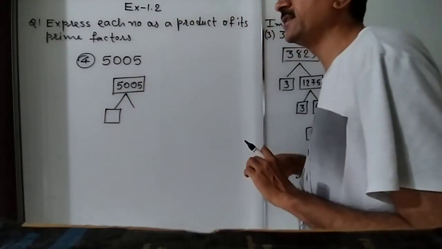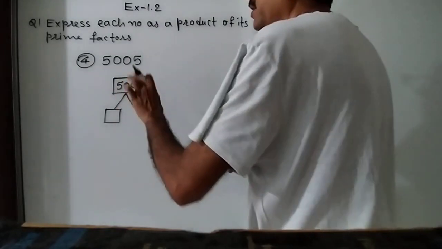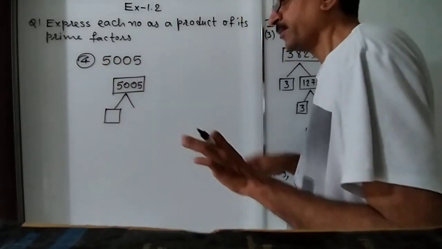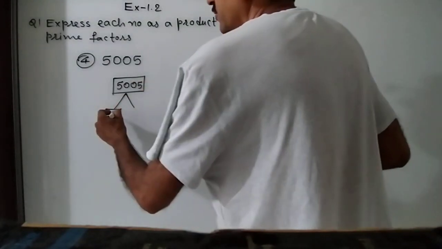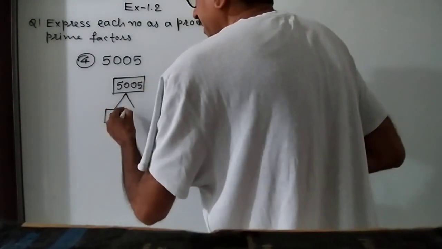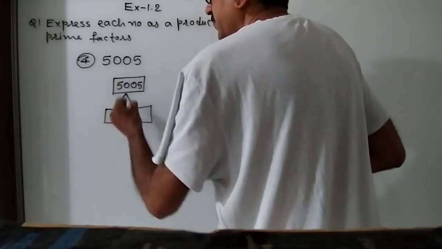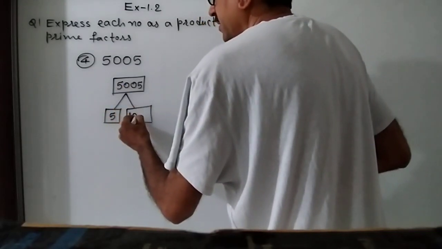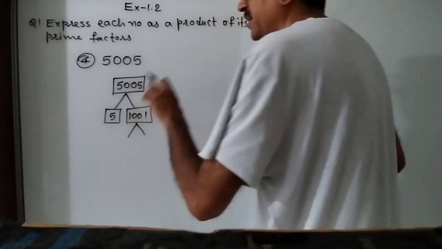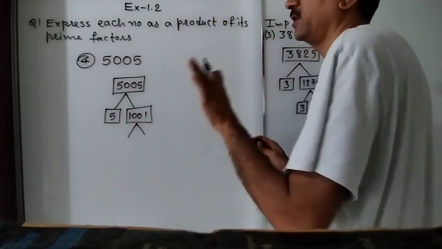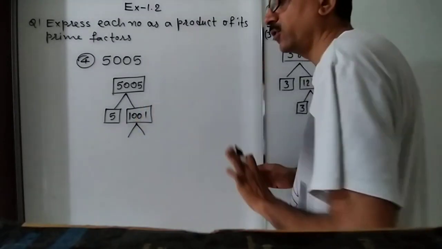The unit digit is not even, and the sum of the digits does not give a number divisible by 3. So here we find 5. Let's divide it by 5. As we divide it by 5, we get 001. Now if we divide it by 2, not possible. 3, not possible. 5, not possible.